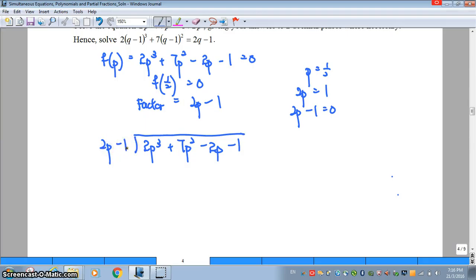What do you multiply by 2P to get to 2P cubed? P squared. Remember to subtract all the terms inside my bracket. So you have a positive 7P squared plus P squared. I get a positive 8P squared. What do I multiply by 2P to get to positive 8P squared? Positive 4P.